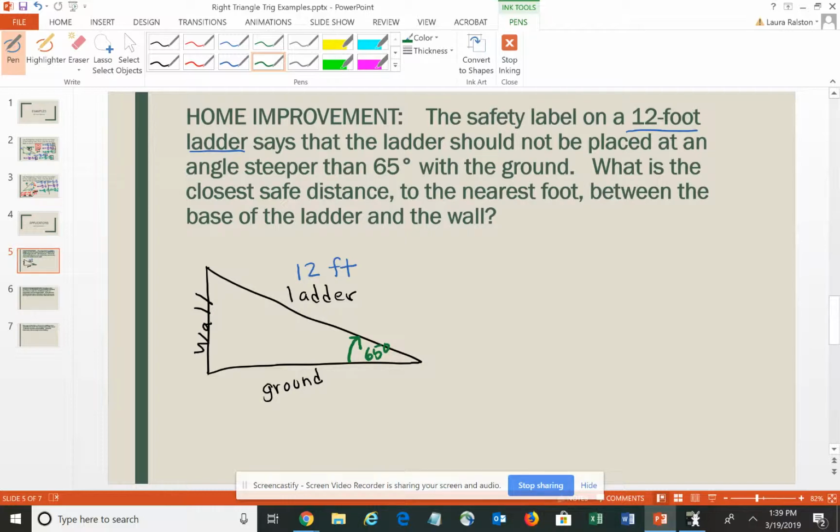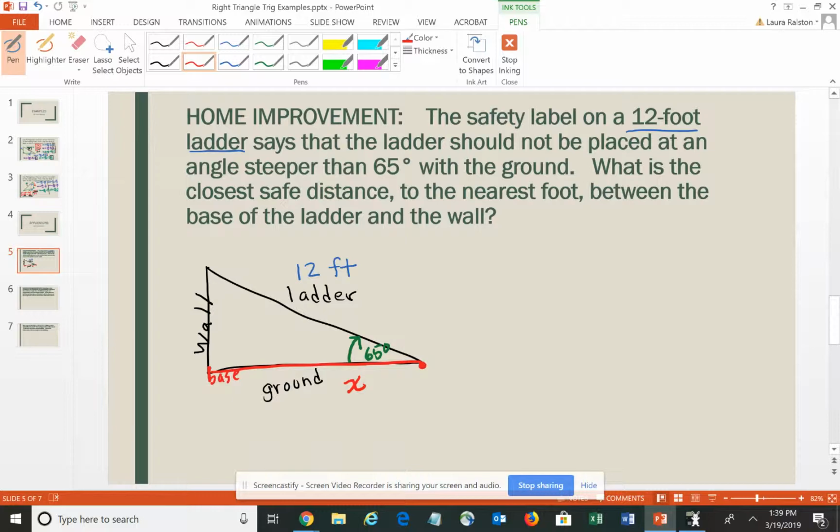And we want to know what's the safest distance to the nearest foot between the base of the wall and the ladder. So here's the wall, base of the wall, and here's the end of the ladder. And we want to know how far out we can lean the ladder. So this is our unknown. This is x. So then I have to think about what I know.